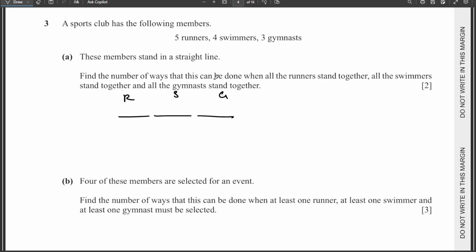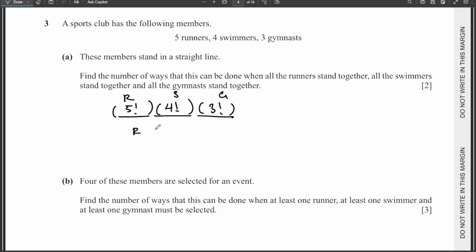So the runners, if they all stand together, here we'll have 5 of them standing in a line. The order matters, so it will just be 5 factorial. For swimmers, you will have 4 swimmers, so 4 factorial. Gymnasts, 3 factorial. That's not all, because the groups can also be rearranged among each other.